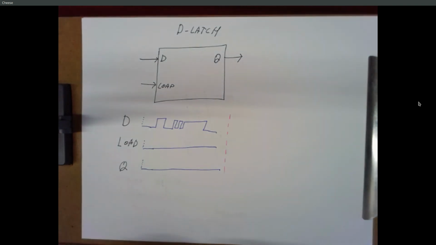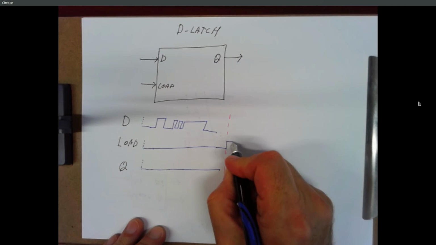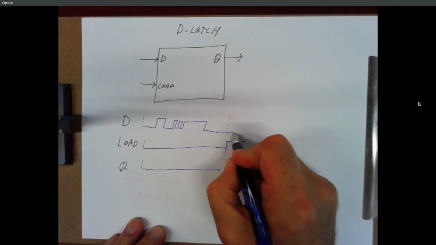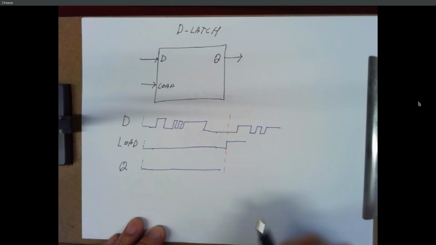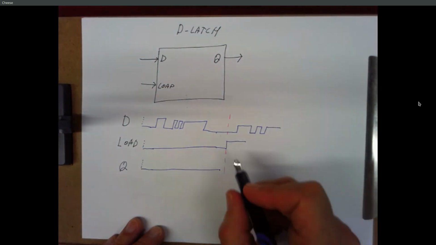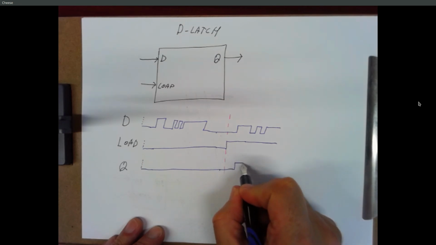Now at some point, our load line goes high. And let's say our D input is changing while our load line is high. Well, our Q is going to do exactly the same thing.